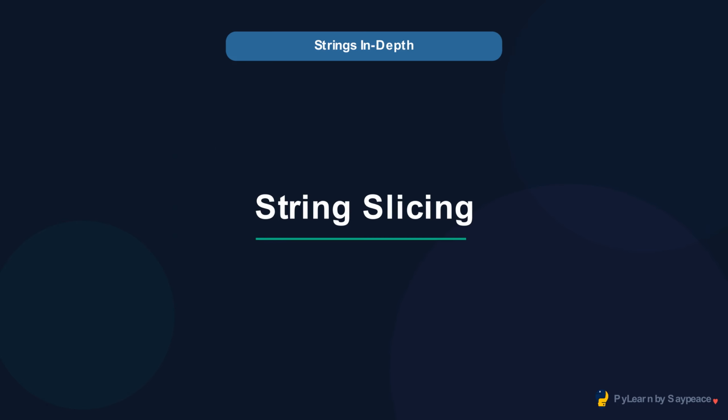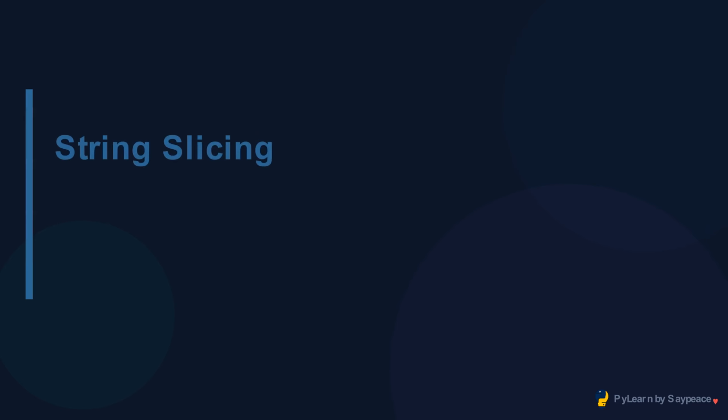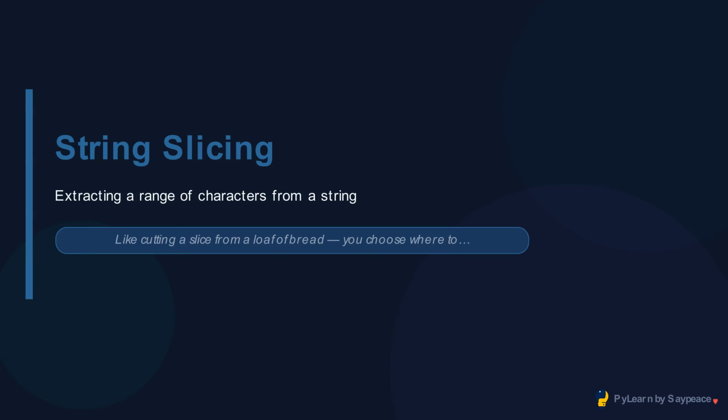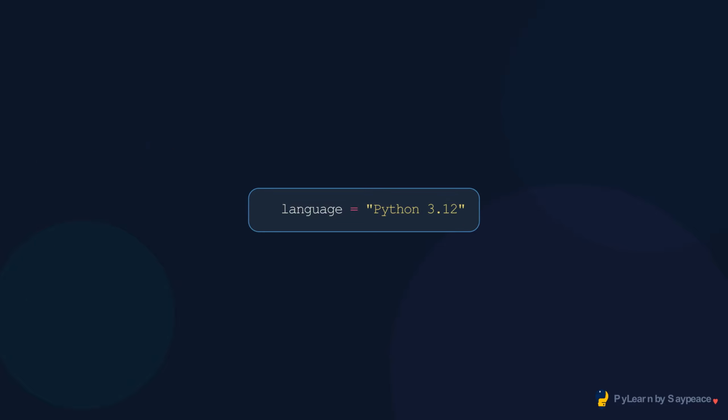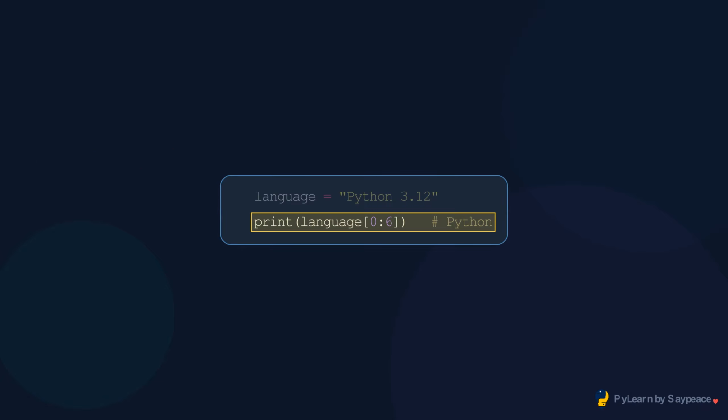Welcome to string slicing. Indexing gets you one character. Slicing gets you a range, a substring. The syntax is start, end, and the end position is not included. A string with 10 characters. Start at index 0, stop before index 6. Characters 0 through 5, the word Python.